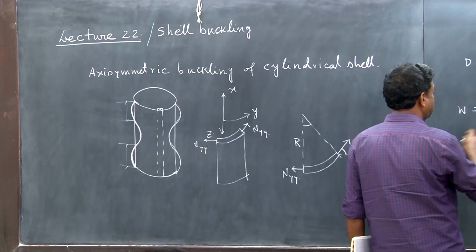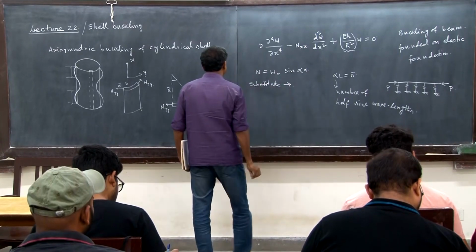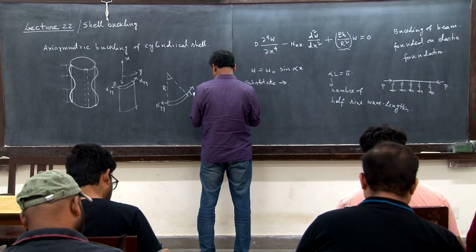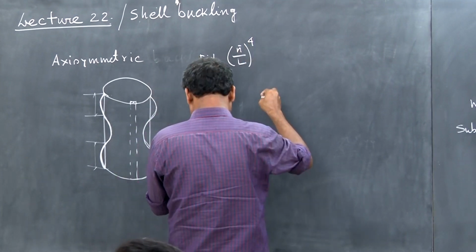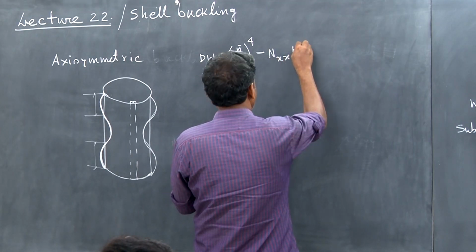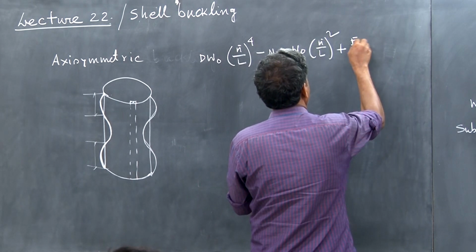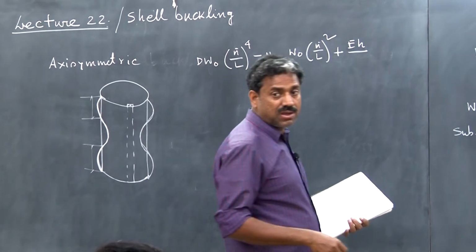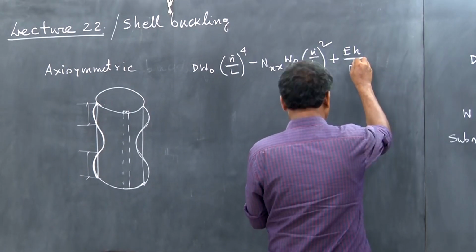So, then with this kind of assumption, you substitute in the equation, and substituting, this is what we are going to get. H is the thickness of the shell, right, shell thickness H. We can also write it in terms of t, but we are using H just to follow the convention in the book, right.